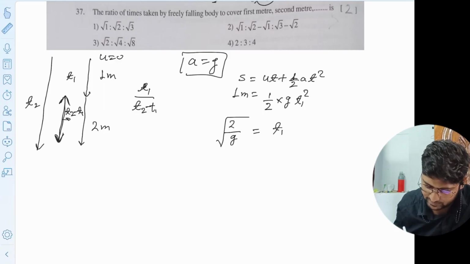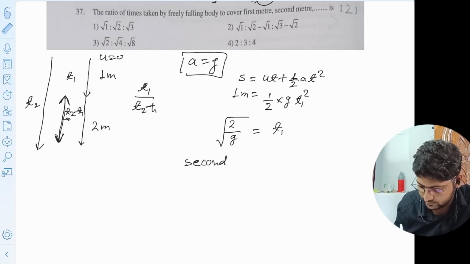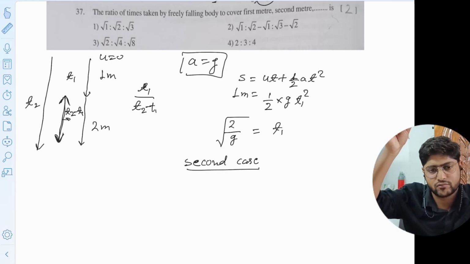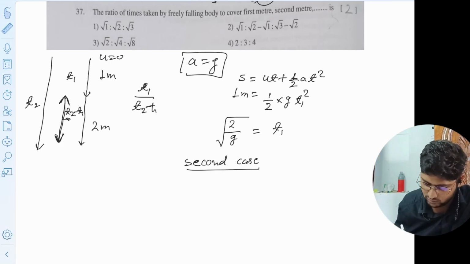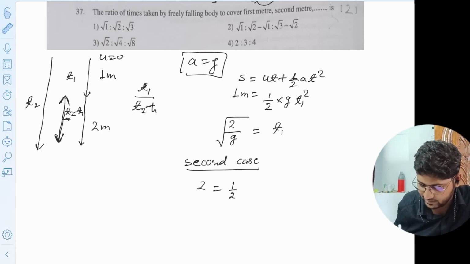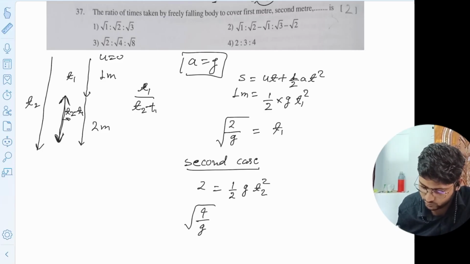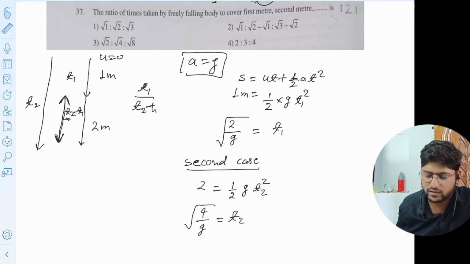Now for the second case, we take the full distance from the start to 2 meters, total 2 meters. Again the initial u is 0, so s equals ut plus half at square, with ut being 0: 2 equals half into g into T2 square. The 2 goes to the other side and it becomes 4 by g, so T2 equals the square root of 4 by g. We got T1, we got T2.